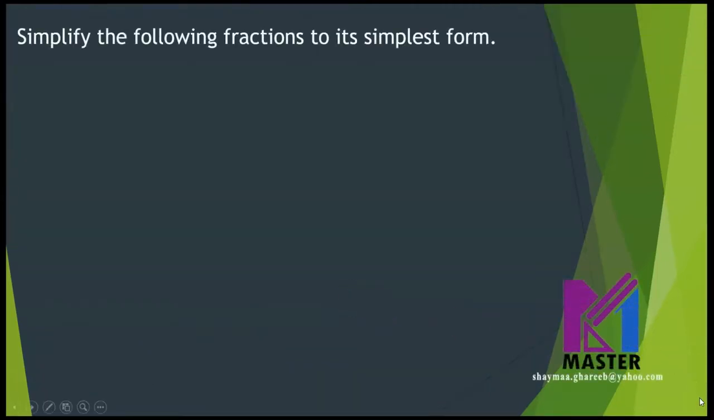And now let's practice. Simplify the following fractions to their simplest form. As we said, to get the simplest form, we keep dividing up and down by the same number until we reach two numbers that cannot be divided anymore. So I have 6 over 18. I can divide both of them by 2 or by 3 or by 6. So it's up to you. You can choose the number that is easier for you. Let's start dividing by 2.